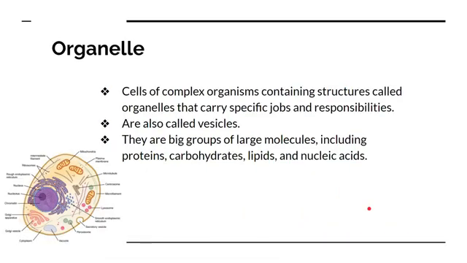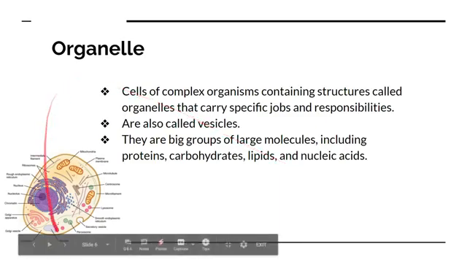Now, organelles. There are cells of complex organisms containing structures called organelles that carry specific jobs and responsibilities. They are also called vesicles. There are big groups of large molecules, including proteins, carbohydrates, lipids, and nucleic acids. They are embedded within the cytoplasm of eukaryotic and prokaryotic cells. In more complex eukaryotic cells, organelles are often enclosed by their own membrane, and is an example of a human.